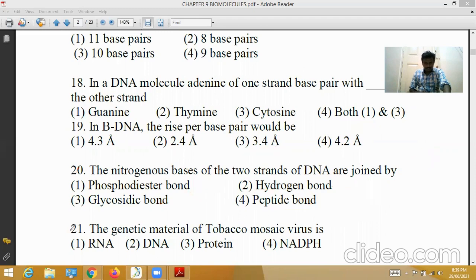Next, 21st question. The genetic material of tobacco mosaic virus is, what is the genetic material? In viruses, the genetic material is always RNA, ribonucleic acid. Okay, the genetic material of tobacco mosaic virus is single-stranded RNA. Single-stranded RNA is the genetic material of tobacco mosaic virus.